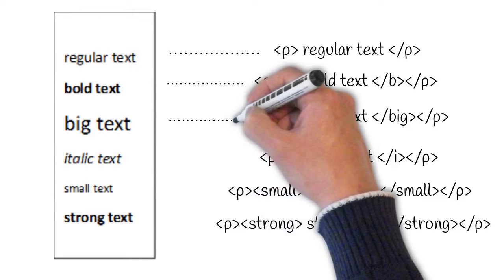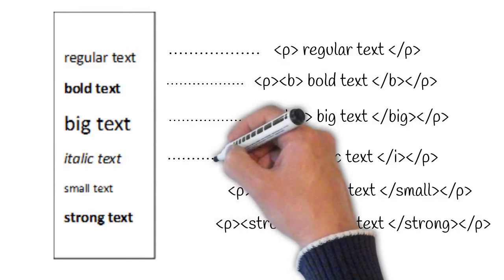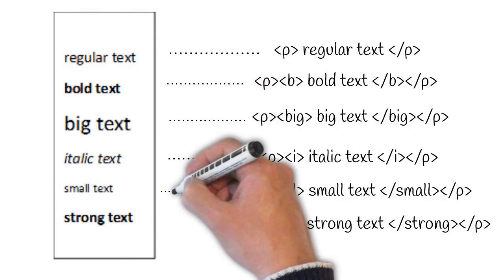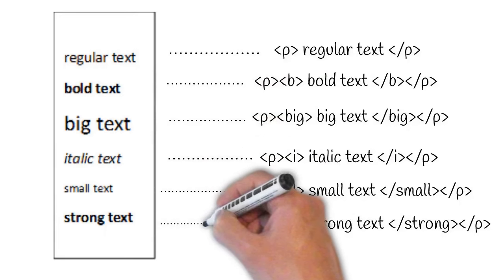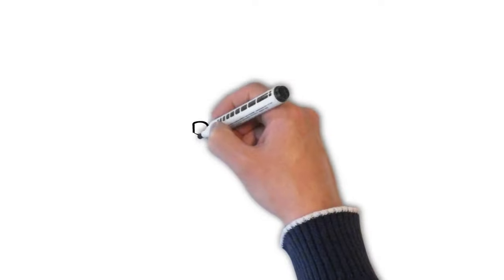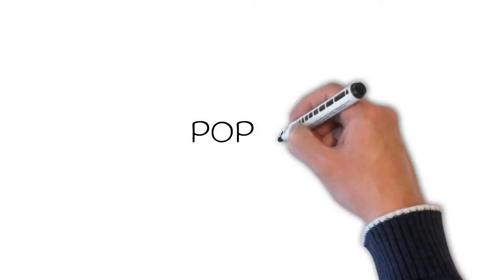But for bold text, we have the tag B. For big text, we have the tag BIG. For italic text, we have the tag I. For small text, we have the tag small. And for strong text, we have the tag strong. So now, let's test your knowledge.